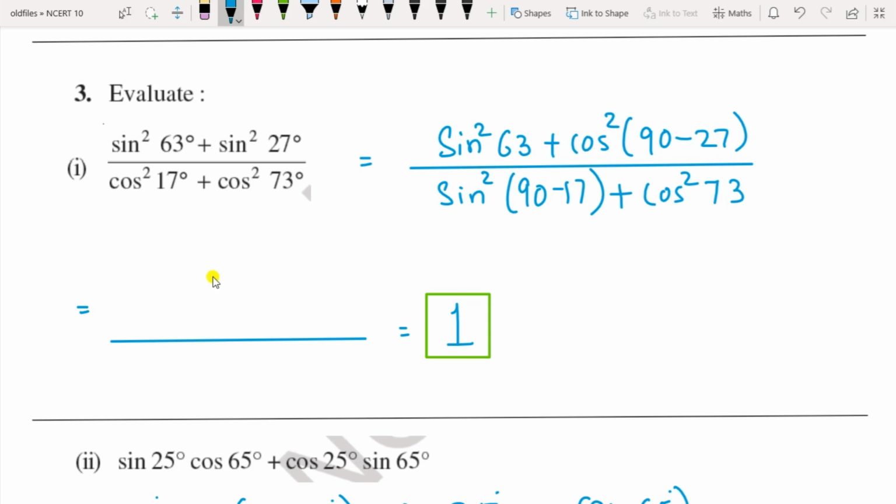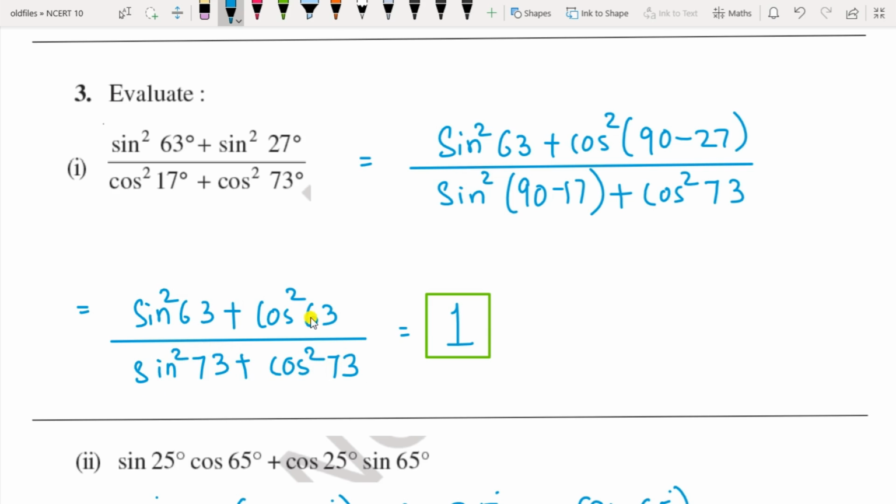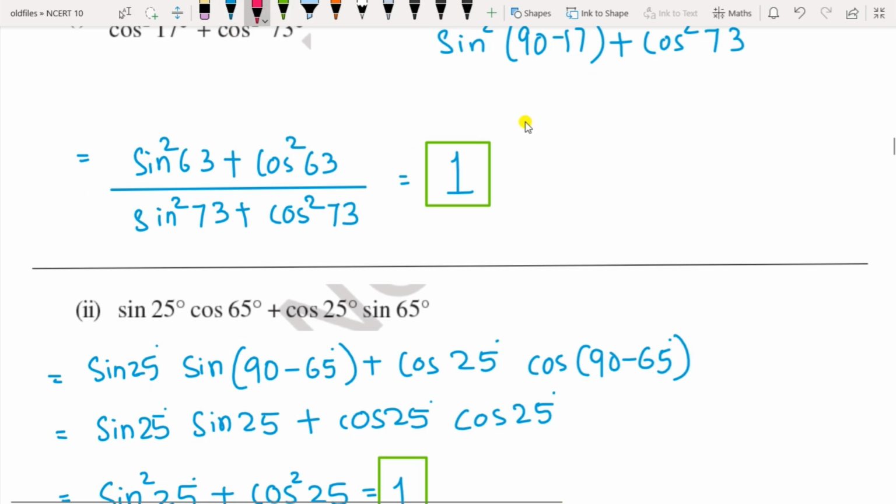So this will be sin square 63 plus cos square 63, the whole upon sin square 73 plus cos square 73. You know sin square theta plus cos square theta is 1 according to the Pythagorean function. So this is also 1 and this is also 1. So 1 upon 1 is 1, answer. I will be writing here which function we are using: sin square theta plus cos square theta equal to 1. This is the Pythagorean function.